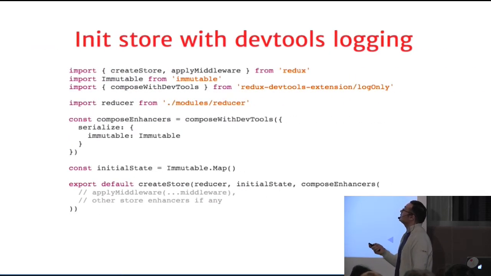So this is how you can init the store with DevTools logging in production as well. This line imports the Redux DevTools extension log only. This works well for production and development at the same time. So you don't have to generate separate bundles for the development environment or for production. You can just keep it. It doesn't add too much overhead, and the benefits are huge.